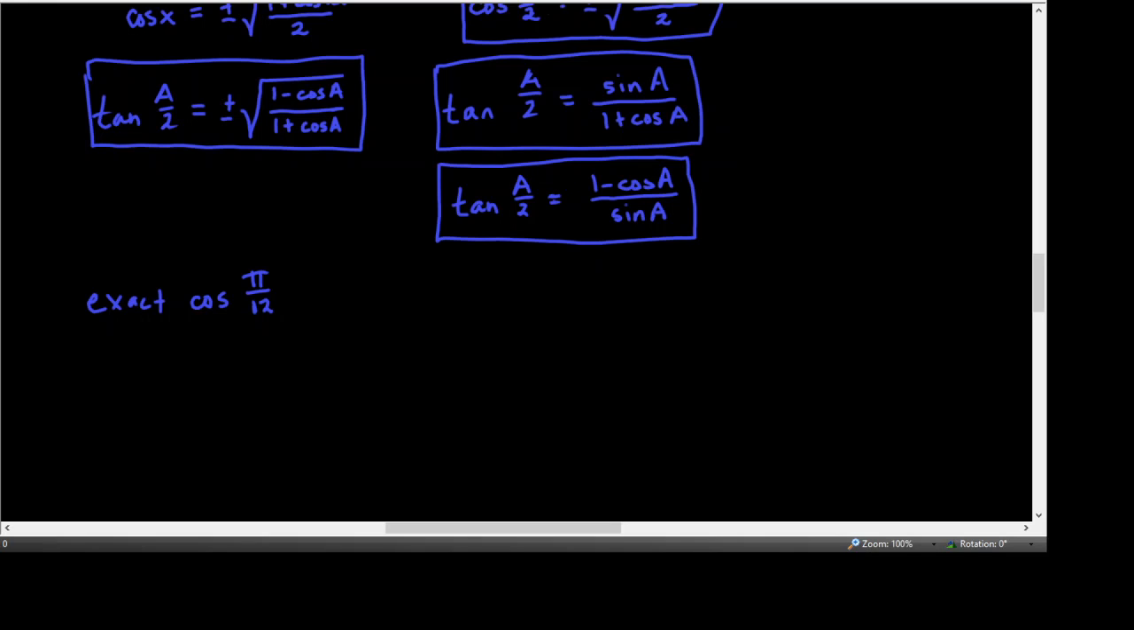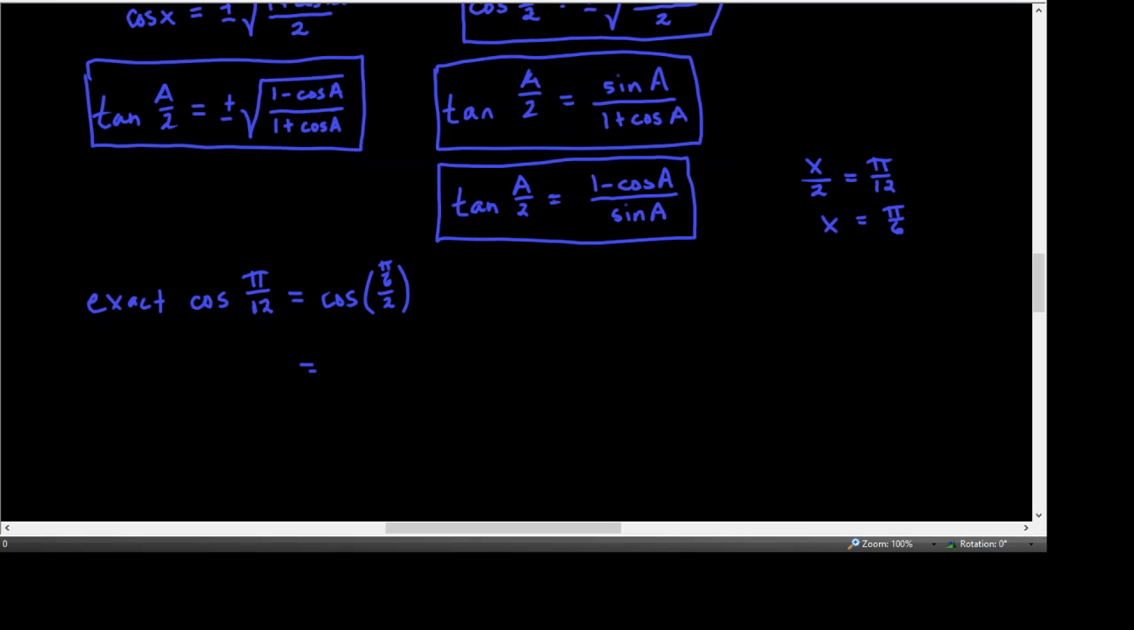you're going to have to figure out that pi over 12 is obtained by taking some angle and dividing it by 2. So what angle divided by 2 would equal pi over 12? You could figure that out by multiplying both sides by 2, and that would give you pi over 6. So this would be pi over 6 divided by 2, which is the same thing as pi over 12.